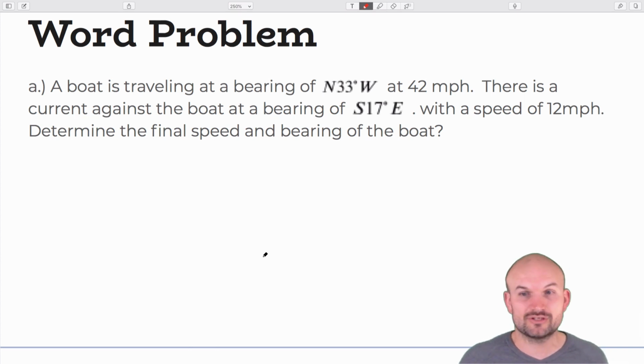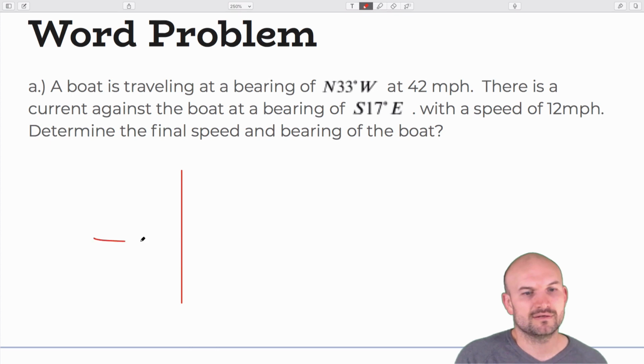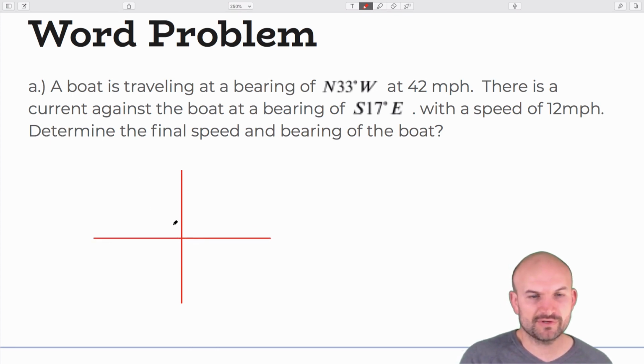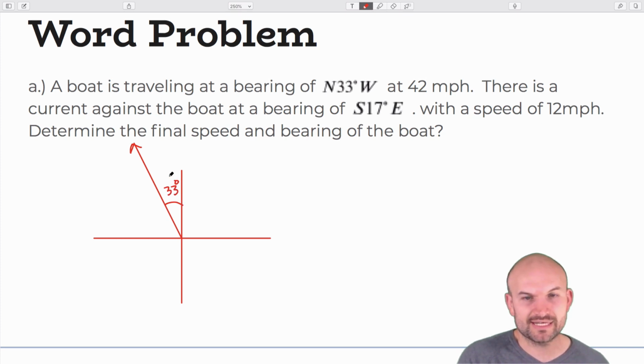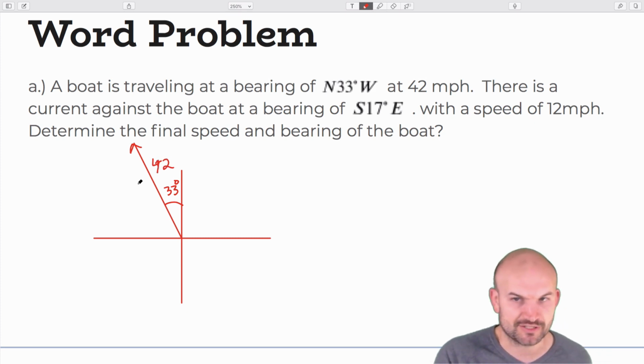And right there, I told my students, let's stop and draw that boat. So we have north 33 degrees west. That's going to be somewhere right around there. And there's the angle, that's going to be our 33 degrees. And then it's going at 42 miles per hour, so that's going to be the magnitude of the vector.